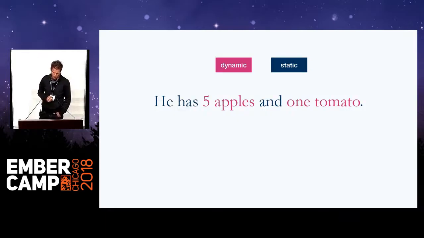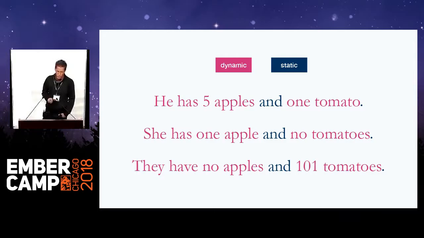I have an example. He has 5 apples and 1 tomato. And 5 apples and 1 tomato being the dynamic parts of the string. So basically having 2 plurals inside of one translation. That is basically impossible with Rails. Now, let's go even further. We want to generate... So now we support he, she, and they. And if you want to support that with Ruby on Rails, good luck.